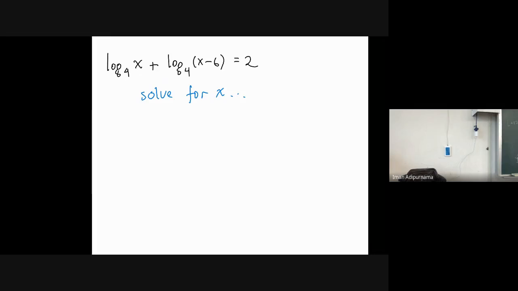Here, this is log base 4. This is also 4. Then you need to make log base of 4 with 2. Can you do that? Okay, for those of you who still confused how to solve this.